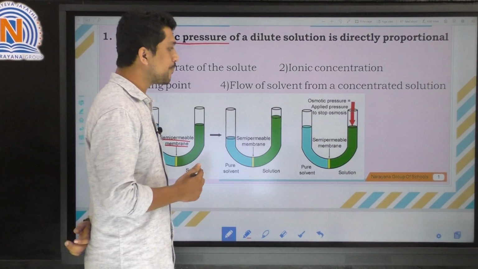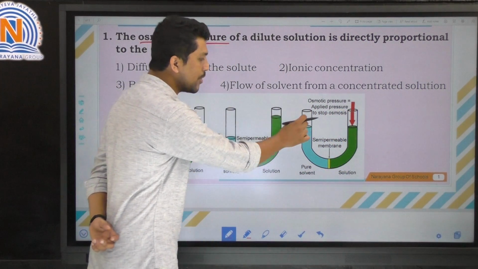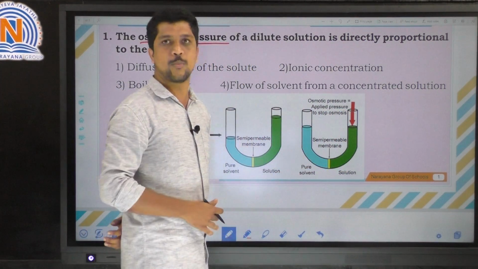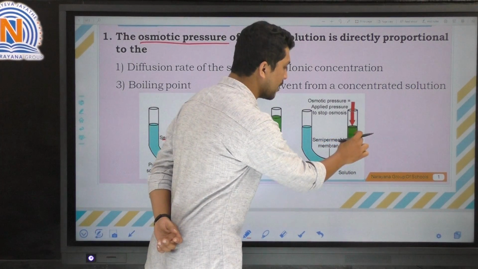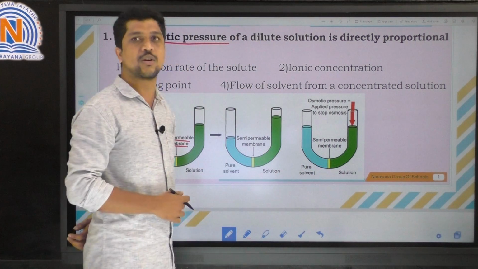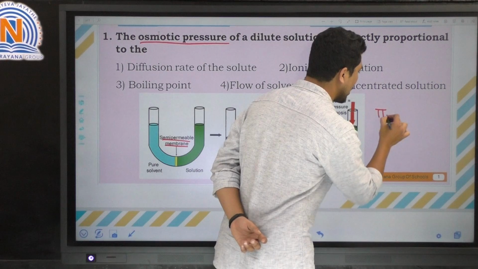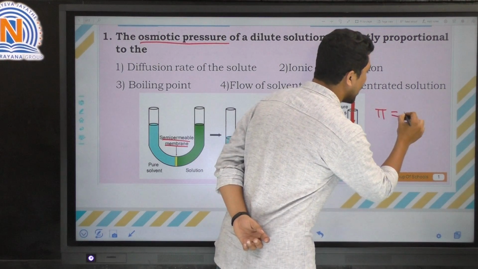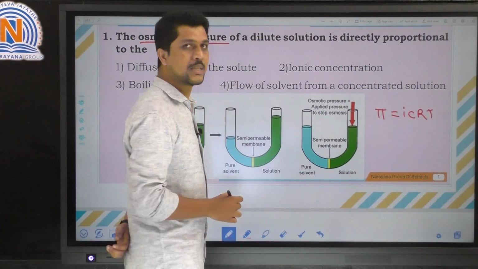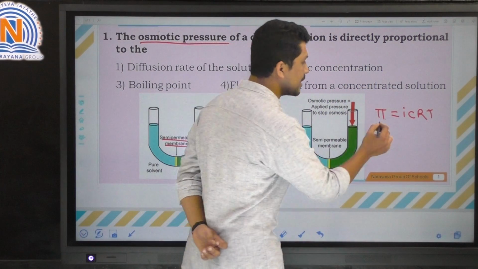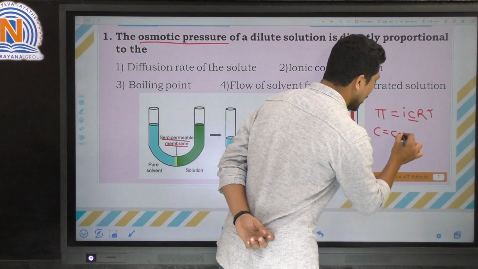Clear? So when you apply osmotic pressure, what will happen? The movement of the solvent will stop. Then the ionic concentration will be the same. We know the osmotic pressure formula, that is pi equal to i into C R T. Here i is the van't Hoff factor, and C is concentration.